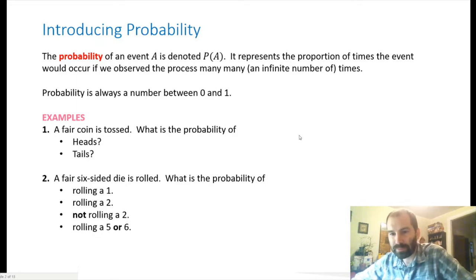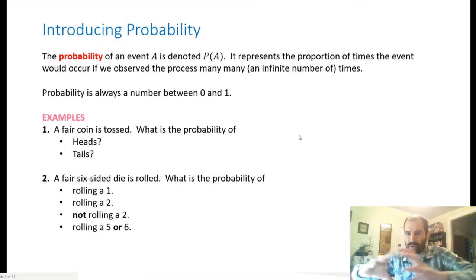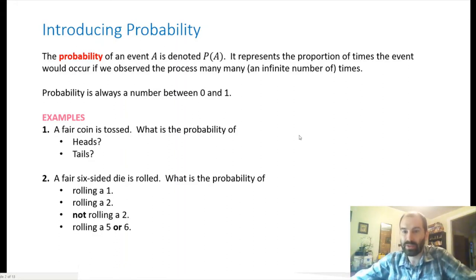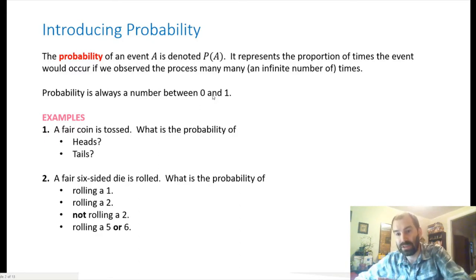And because it's a proportion, it's the number of times it occurs divided by the total number of times you tried it, right? So that's always a fraction that's between 0 and 1. Of course, you can always write it as a decimal as well, but always remember, probability is always a number between 0 and 1. If you ever get a number bigger than 1, you did something wrong. Okay, sometimes people talk about probability as a percentage. Okay, that's fine, but just remember that if anyone asks you for the actual value, you're going to convert that percentage to a decimal and you'll always get something between 0 and 1.